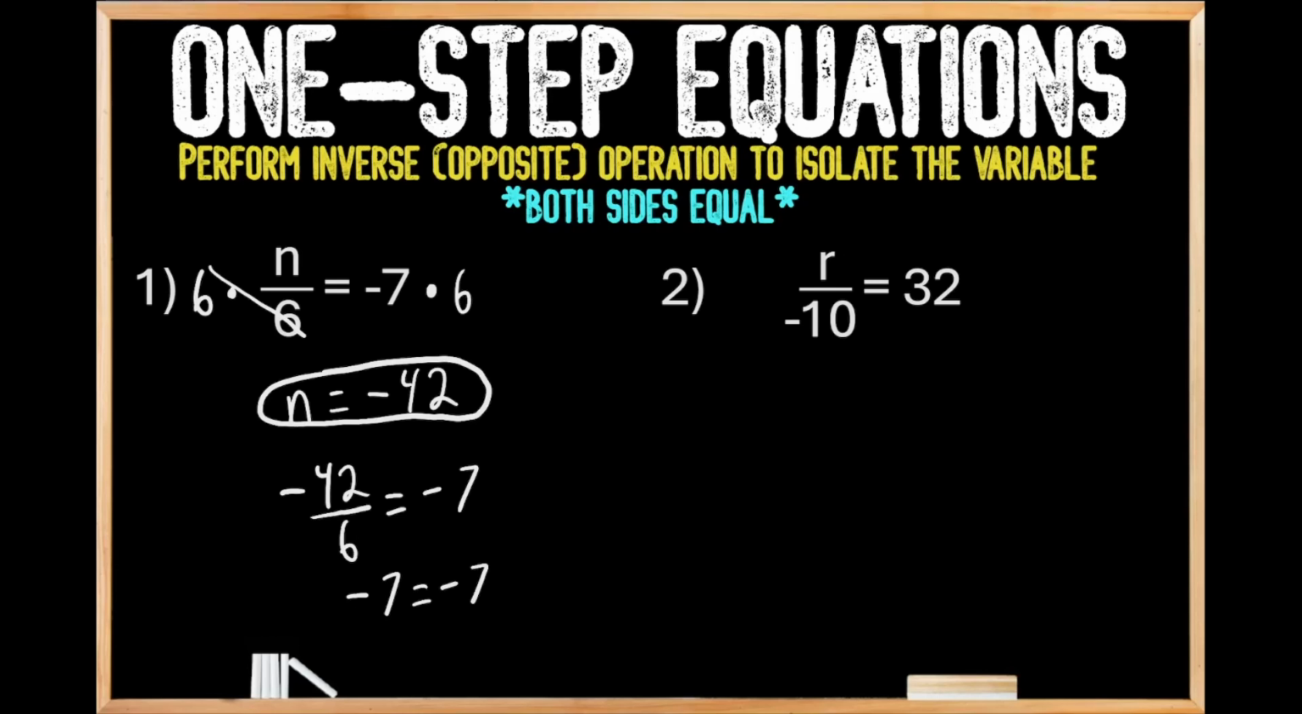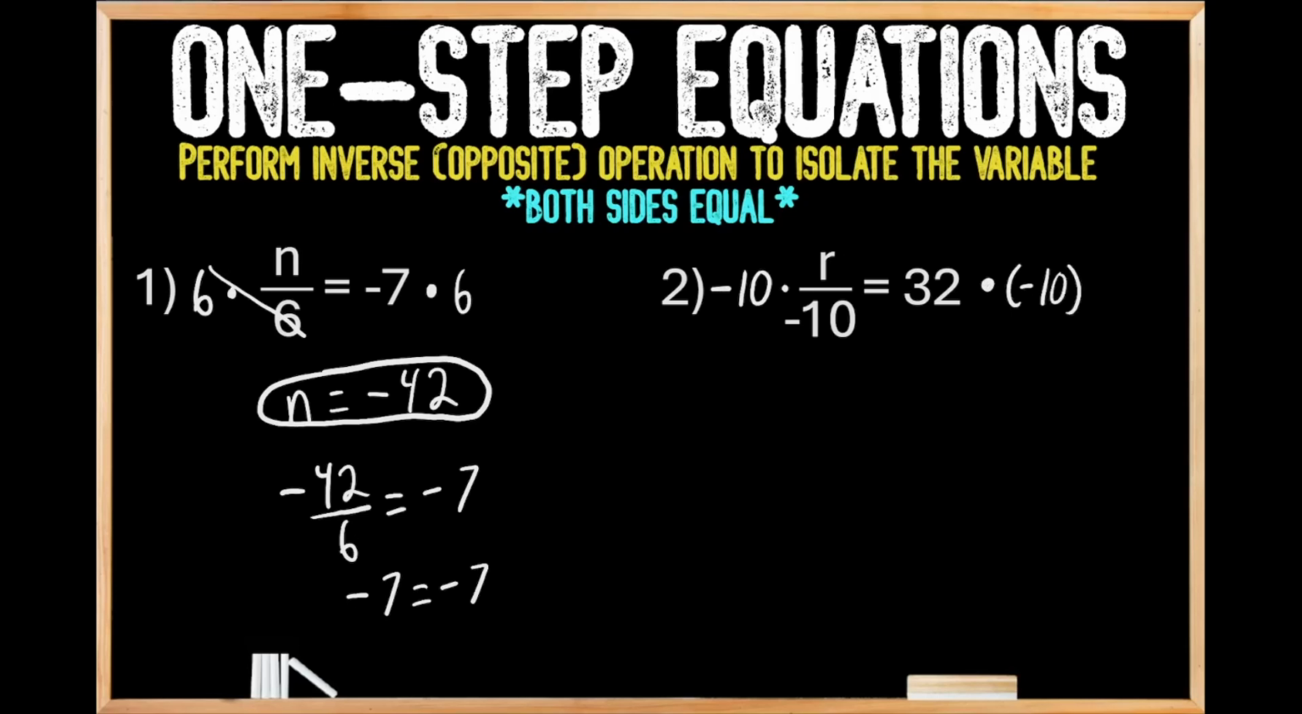Now moving on to question number 2, where this time we're being asked to solve for the value of r in the problem r divided by -10 equals 32. So just like with our first problem, in order for us to isolate our variable of r, we're going to perform the inverse operation of whatever's being done to our variable. And here we're dividing our variable of r by -10, and the inverse operation of division is multiplication. So on the left-hand side of this problem, we're going to be multiplying by -10, and then we need to make sure that we keep both sides equal, so we're also going to be multiplying the right-hand side of this equation by -10 as well.